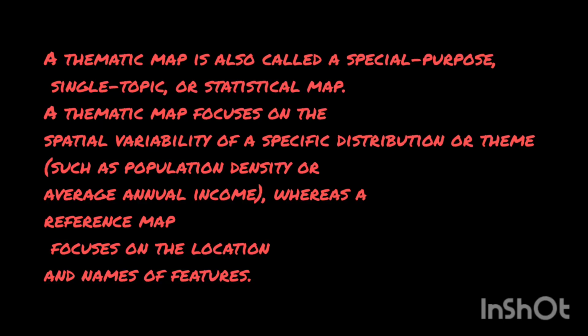We are having the third type of map, a thematic map, is also called a special purpose single topic or statistical map. A thematic map focuses on the spatial variability of a specific distribution or theme, such as population density, average rainfall, or soil type. Whereas a reference map focuses on the location and the maps of the features. So the thematic map can show whatever is asked for.